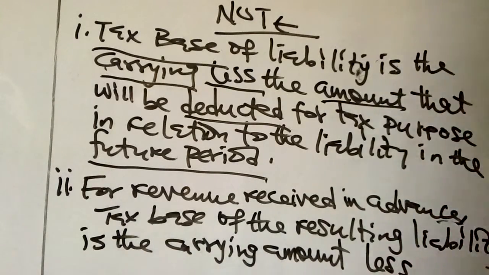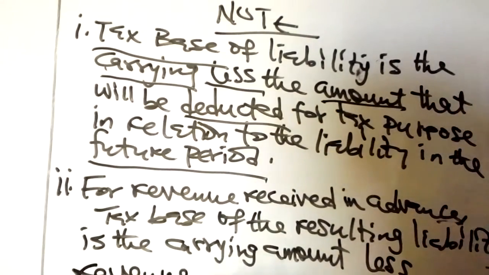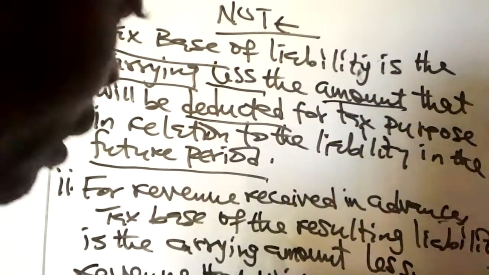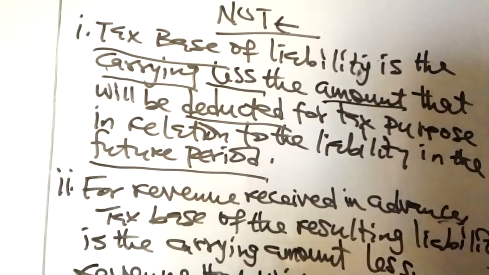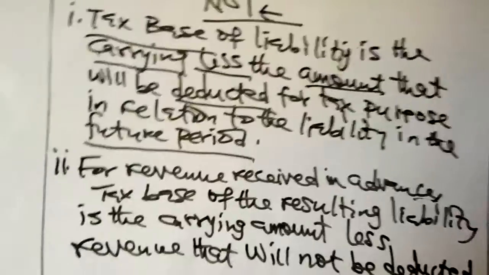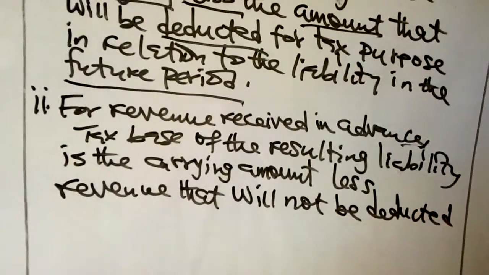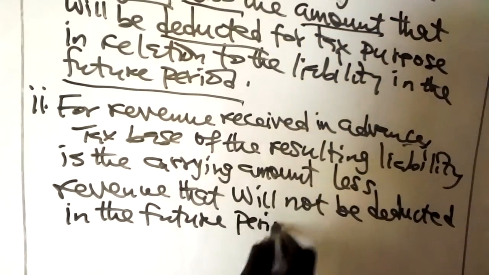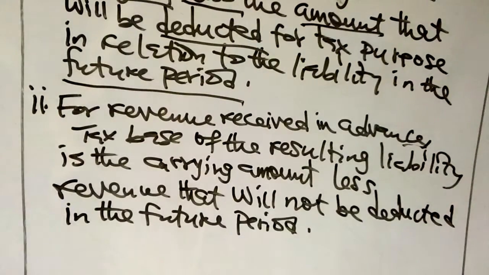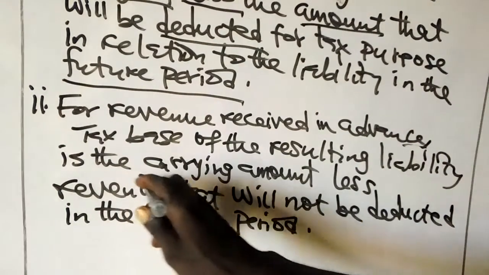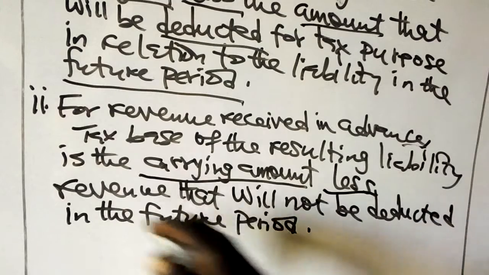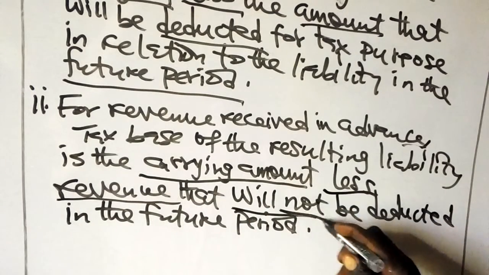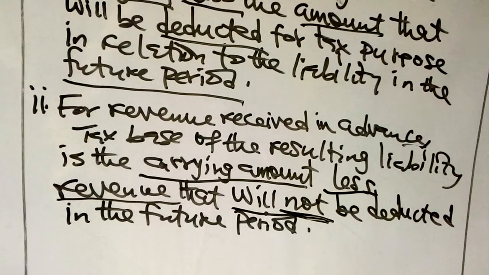That will not be deducted in the future period. If it is revenue received in advance, the tax base of such liability will be the carrying amount of the liability less revenue that will not be deducted in the future period. So that is for that.